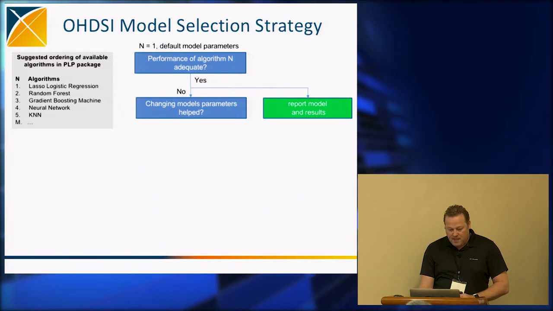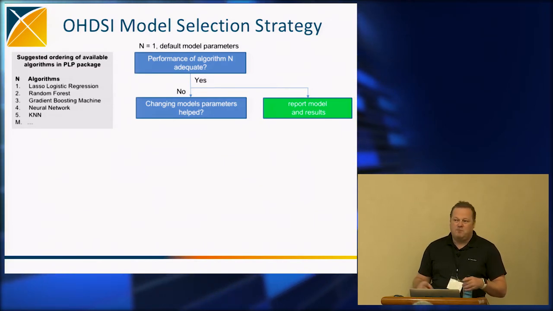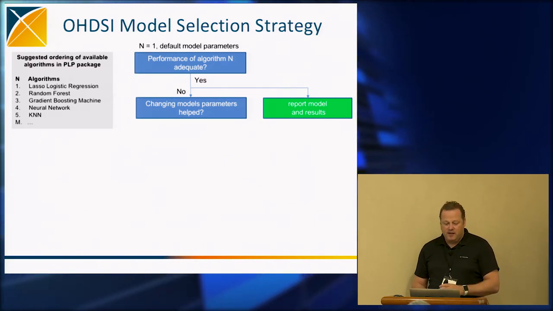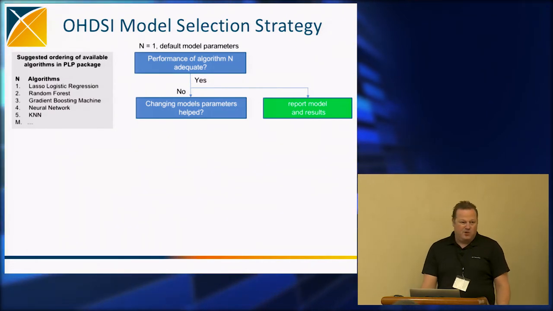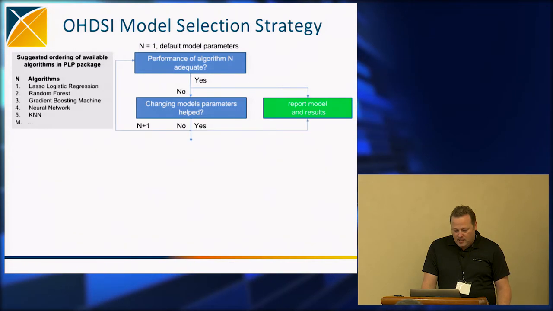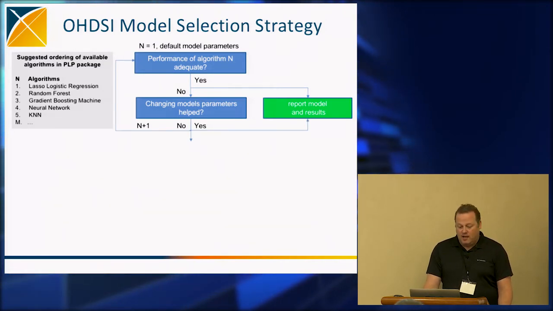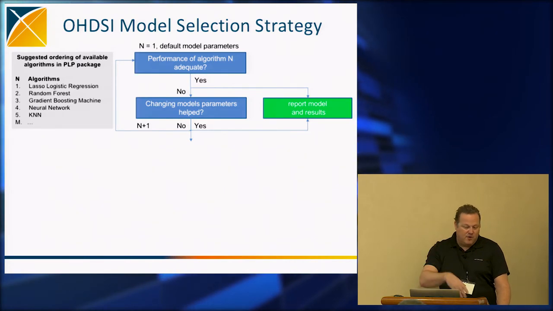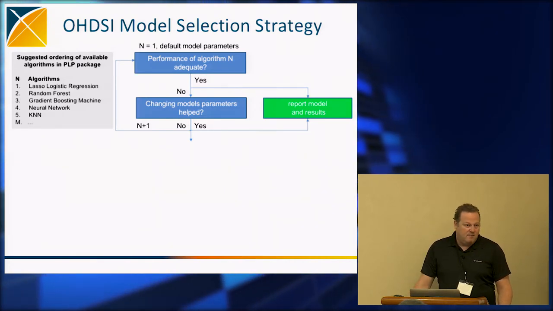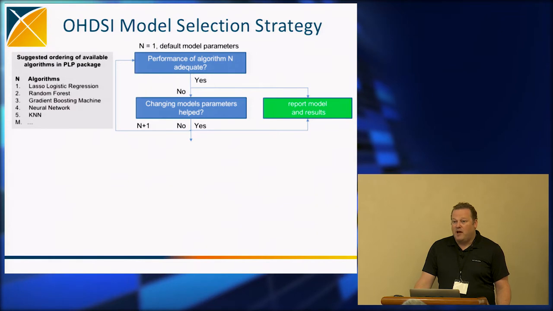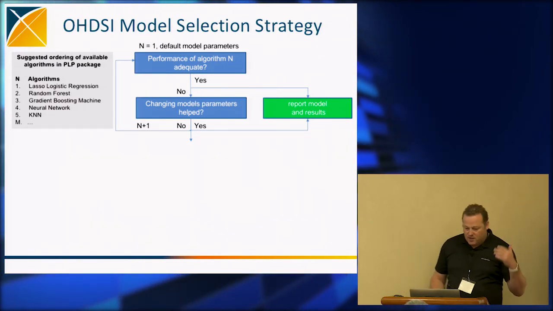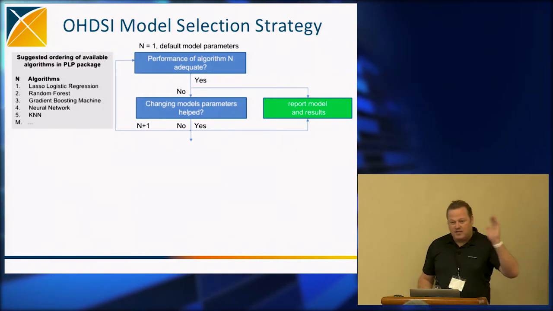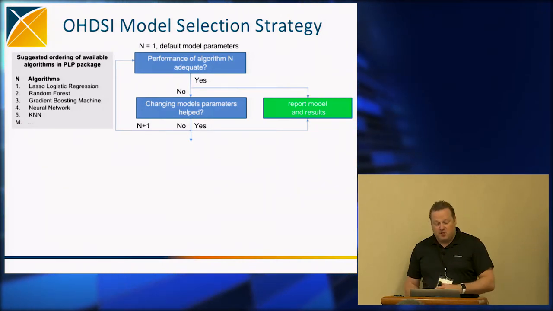You could then, of course, try to change parameters. You could learn the parameters by using hyperparameter training as well, and Jenna will talk to that. That's actually a process to learn the best settings for your model. If that doesn't work, you can decide to go to the next model. We just made a list of algorithms here that, for the experiments that we've done, worked pretty well. So we do logistic regression, random forest, gradient boosting, neural networks, etc. You can expand that list as much as you want.